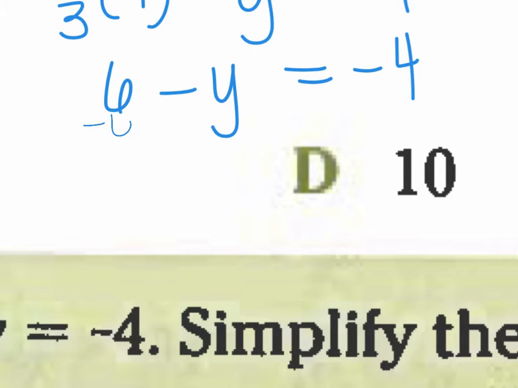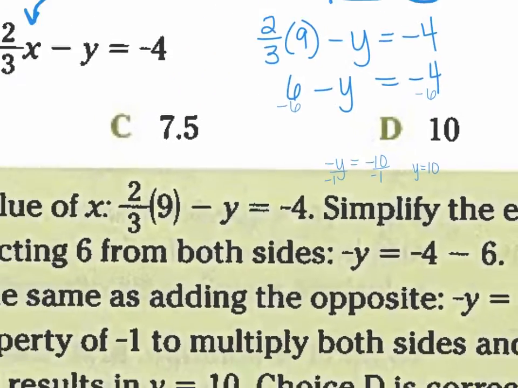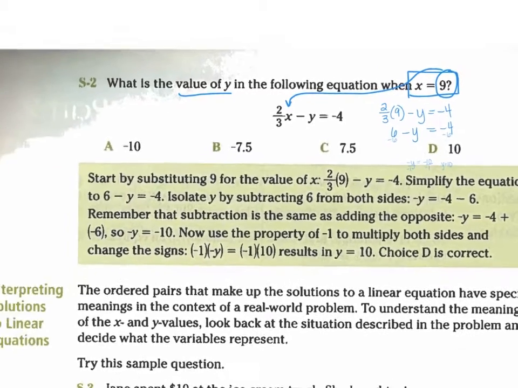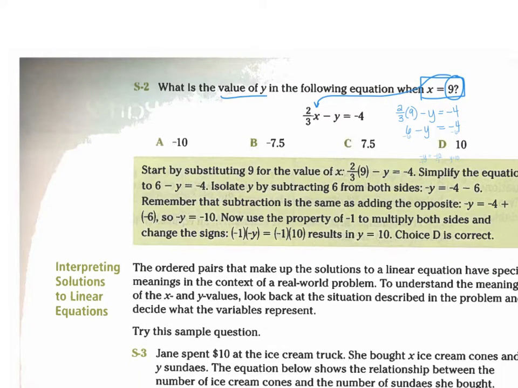Then we would subtract 6. So we have negative y equals negative 10, and we have to divide by negative 1, so y would be 10. And right there in the middle of our screen, D would have to be the final answer.